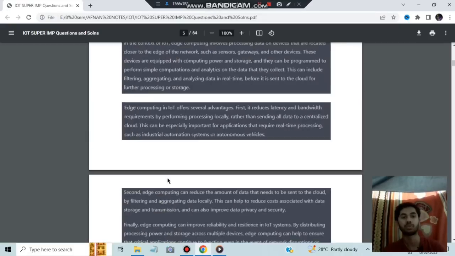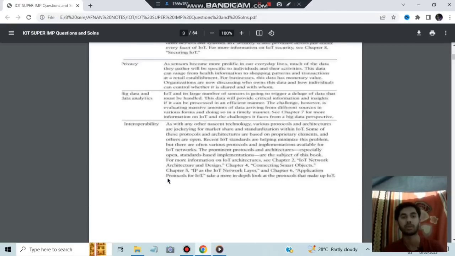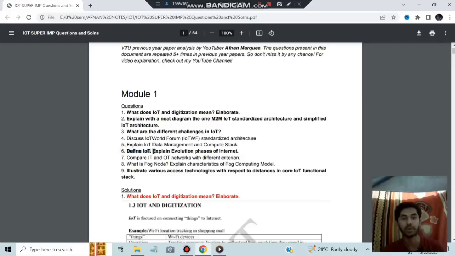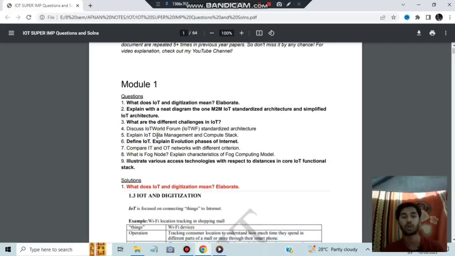As I told you, there are a few more important questions here, like the following. Yeah, see, this is the one: define IoT. You can always look up on Google what is the definition of IoT. In the starting part of the notes itself, you have the evolution phases of the internet as well. Four phases are there. We are living in the Industry 4.0 revolution.